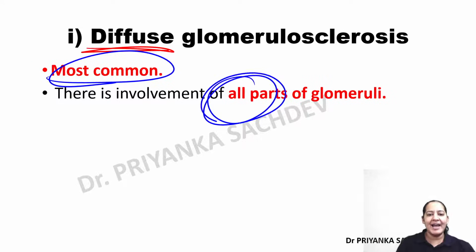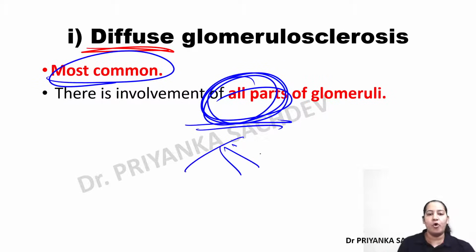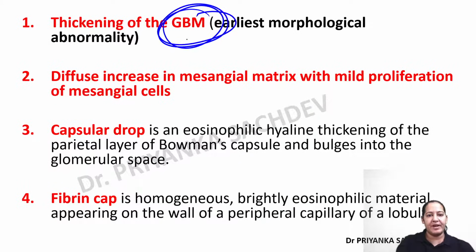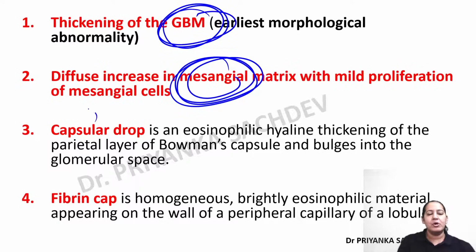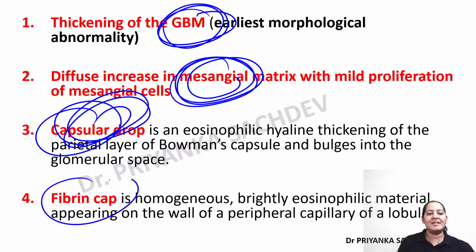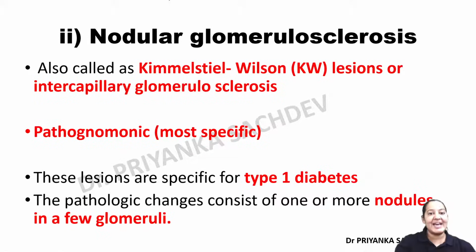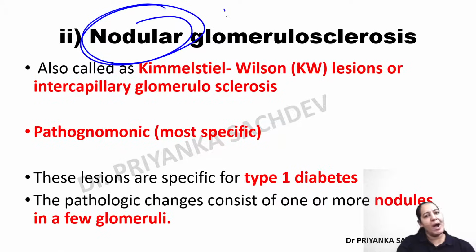Here, hyaline is deposited in all the parts. Basically, the 4 parts, that means it is in all parts. That's why it is known as diffuse. So what are the 4 parts? First the basement membrane, then the mesangial matrix, then the Bowman's capsule, and then the cap of the capillary. The most common and earliest is in the basement membrane. Appreciate the 4 parts I have shown you. So this is the diffuse one. The second one is the nodular one. Here also hyaline will be deposited, but not everywhere.